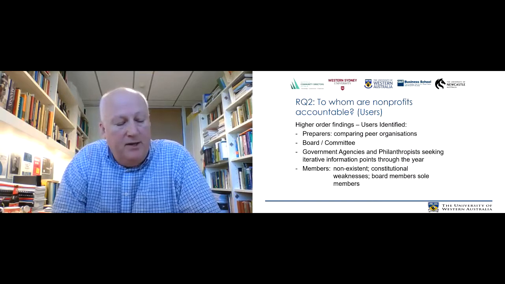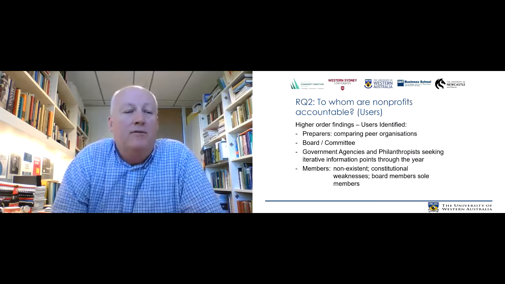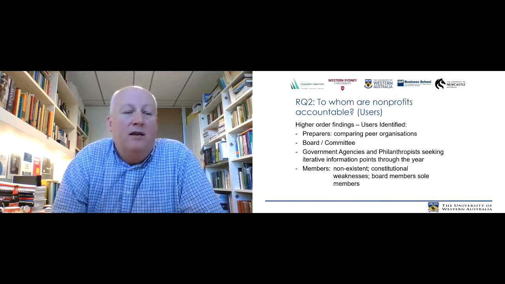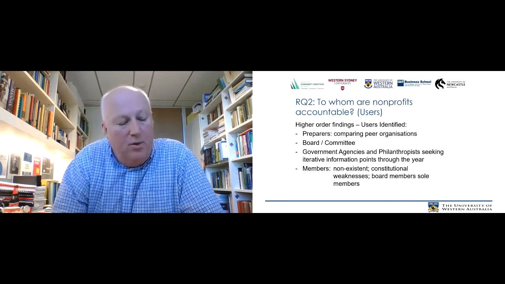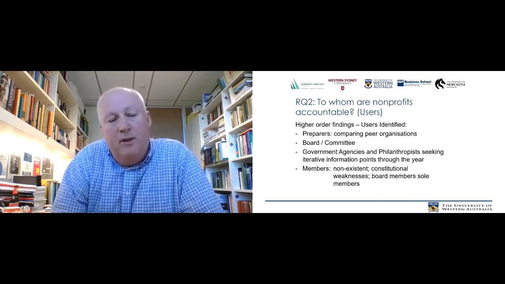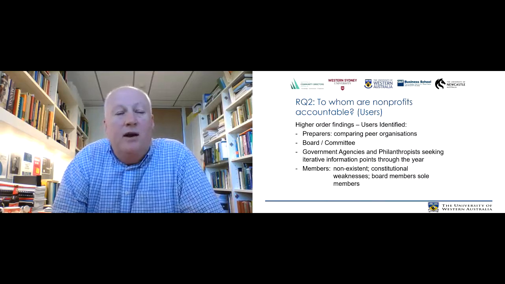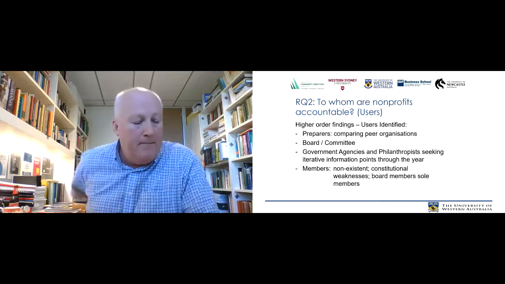And then, of course, government agencies and philanthropists seeking iterative information points through the year was also a major finding for us, in the sense that while the financial report as an audited document at the end of the financial year remained important to these people, it was clear that a lot of organisations are experiencing a need for greater and more regular iterative financial reporting throughout the financial year, so that philanthropists and also government agencies feel more comfortable with the prospective outcome.